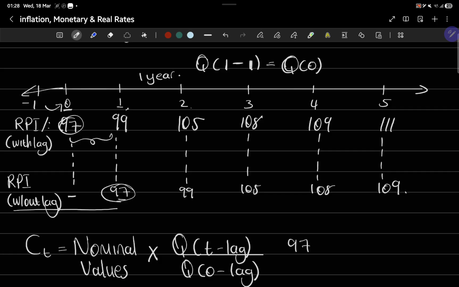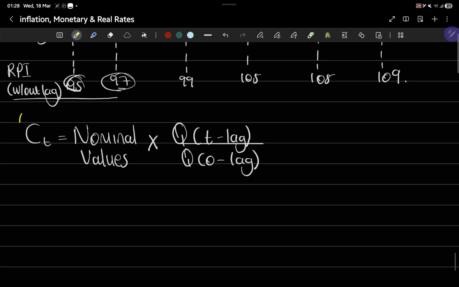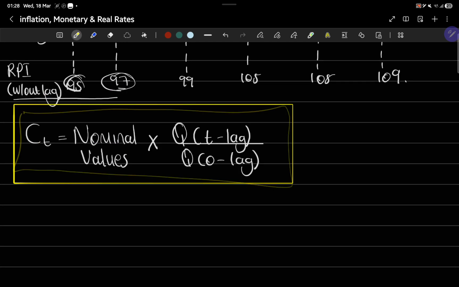So 97 over Q0 minus lag. For example's sake, I'll say this was 95. So we'll have 95 here over Q0 minus lag. Q0 minus lag, the lag still being 1 year, is equal to the value of the index at time -1, which is 95, which is precisely the value of the index that we have here after removing the lag. So to get the monetary cash flows, we multiply the nominal value by the inflation indices without lag.